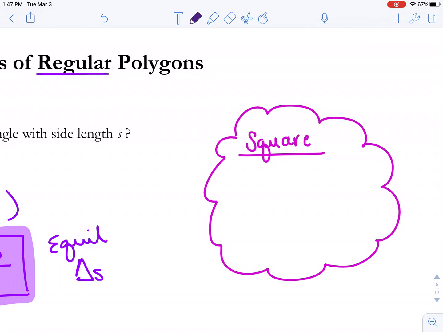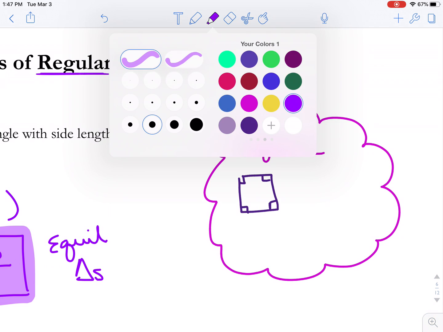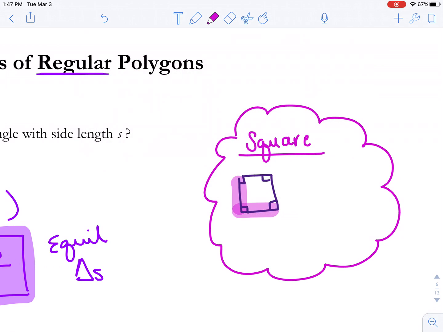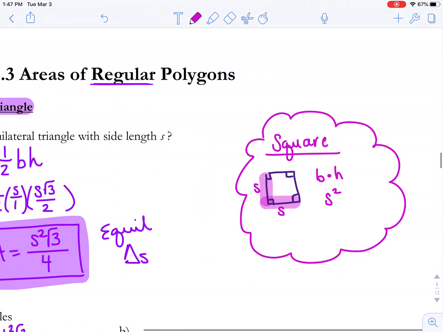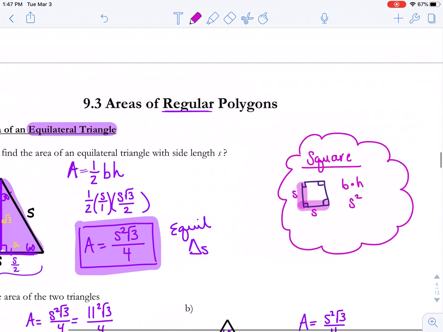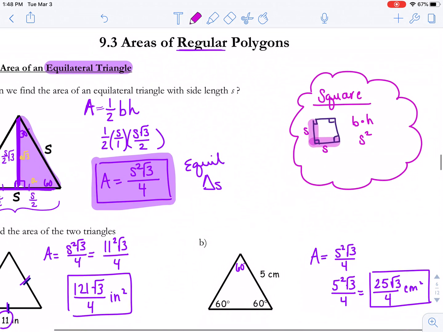Now, squares we know have all the sides and all the angles congruent, and the angles are 90. So when we're trying to calculate the area, it's just a simple base times height. The difference is the base and the height are the same. So you can still think of it as base times height, or if they're both s's, just side squared. Both of those would work for your square. Nothing too fancy, just wanted to touch base so you know we're hitting all of our shapes.